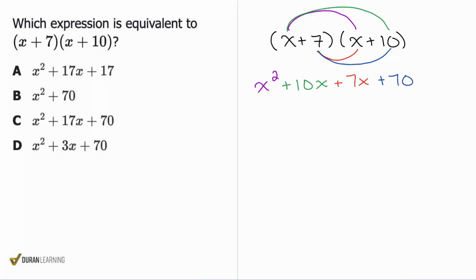Just like that. So from here, my party people, what do we notice? Well, we're done distributing. And so all that we have left are these individual terms, 4 of them, all being added together. And so now we're going to turn our attention over to these like terms. We have over here 10x and 7x. Those are like terms because we have the same variables and we have the same exponents, both of them being a 1.